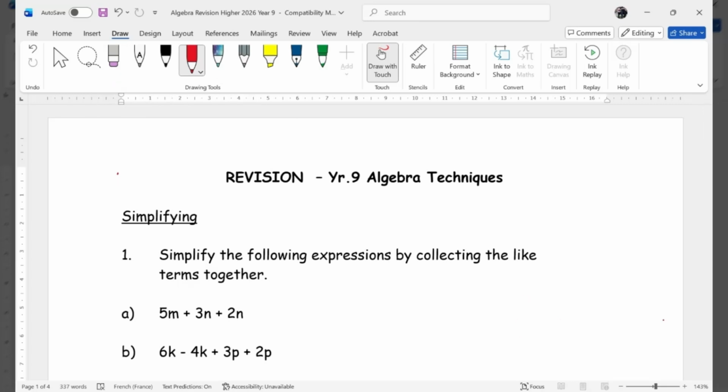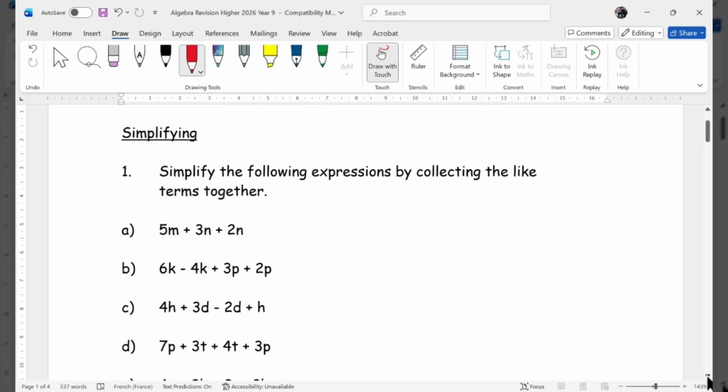The keywords in algebra are simplify, expand, factorize, solve, substitute. Okay, and then there's a little bit of sequences in this, which is a little bit separate from algebra. It's included because we talk about nth term and things like that, which we'll mention as we go through it. So let's start with simplify.